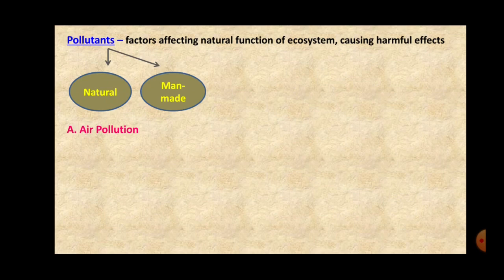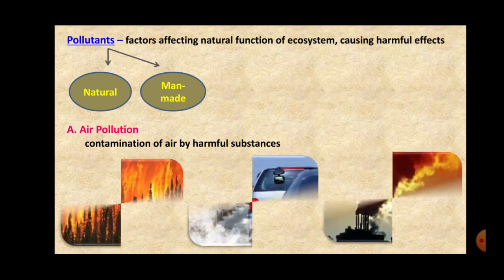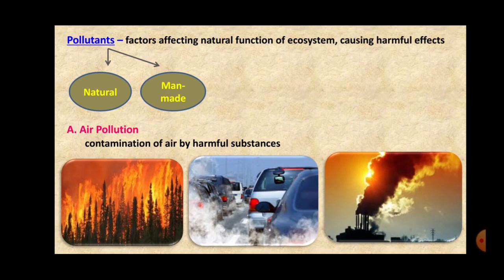Then we have to study about the different types of pollution. The very first one is air pollution. Now air pollution means the air is contaminated by different types of harmful substances. Now, what causes the contamination of air, or what causes the pollution of air? In the very first picture you can see the forest fire, right? Because of the fire, the smoke is produced and it contaminates the air.